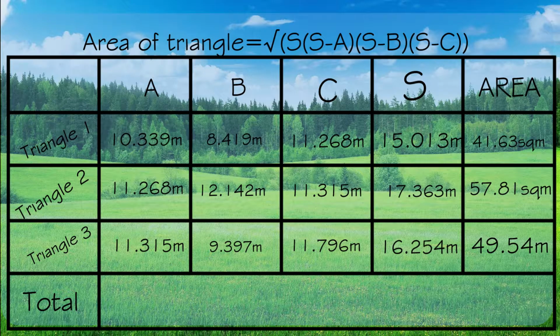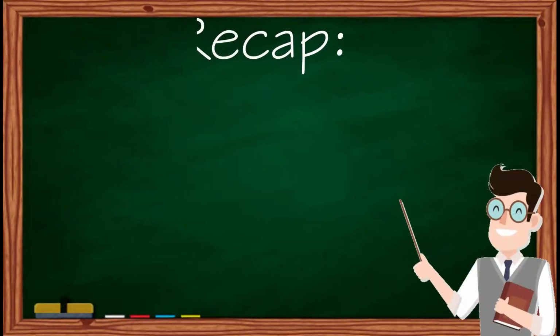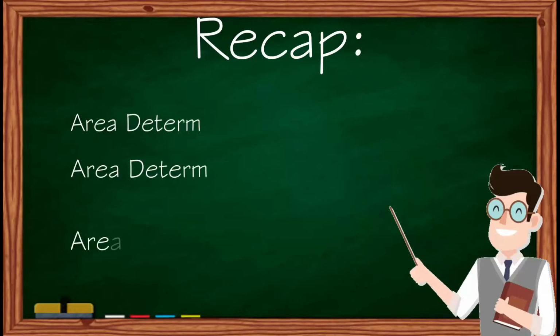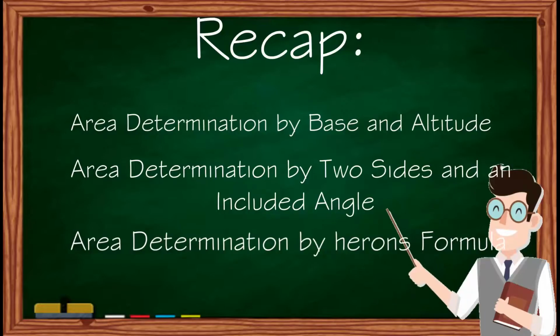Repeat this process to the remaining two triangles and get the sum of the computed areas to determine the total area of the polygon. We have now successfully discussed and explained the three methods that we can use to determine the area of a given field or land that is irregular in shape.